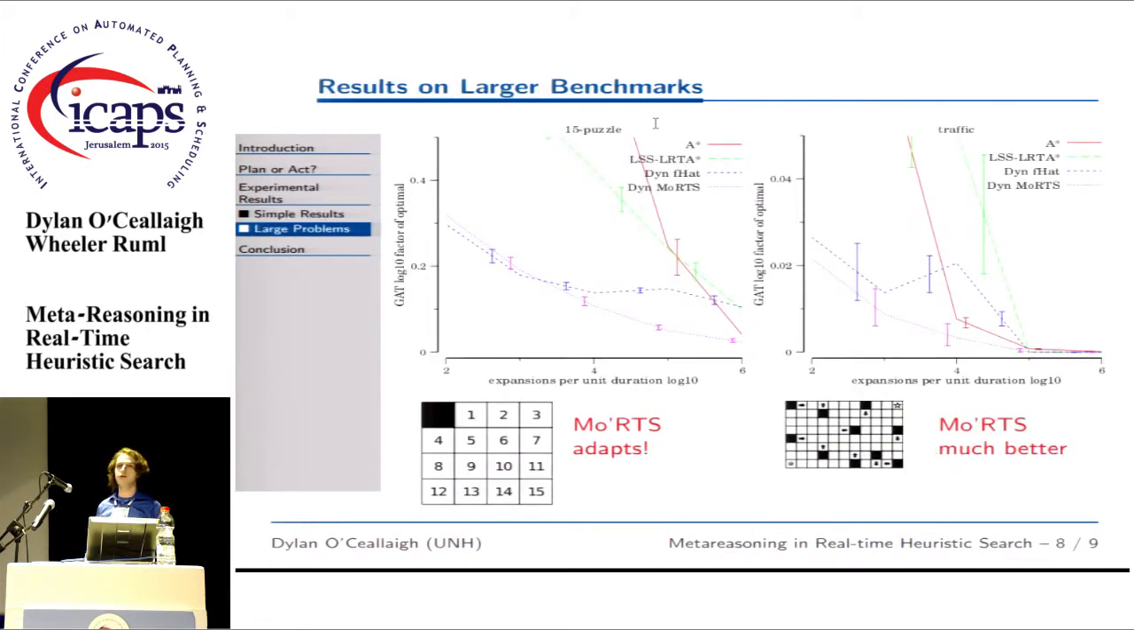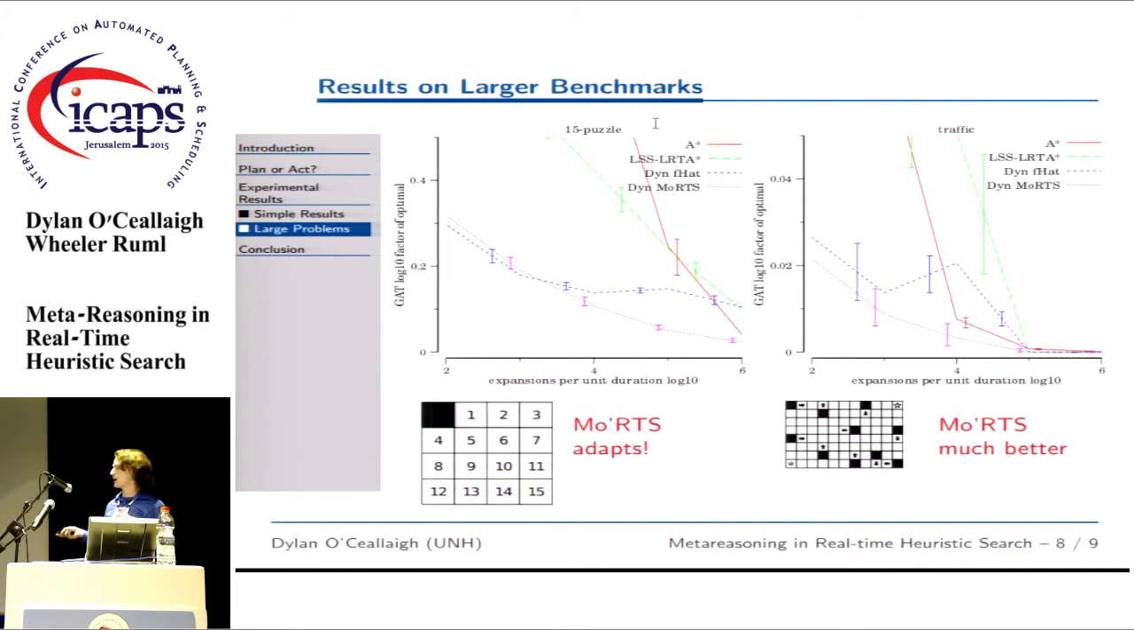Next, we had a number of larger benchmarks, two of which I present here. First, in order to understand these plots, my x-axis here is labeled as expansions per unit duration. What that is the simulated duration of a given action execution. So on the left here, effectively, search is expensive, and on the right here, search is cheap relative to the time taken to execute a single action. On the y-axis, it's simply the log 10 factor of optimal goal achievement time. In short, the lower you are on the y-axis, the better your goal achievement time.